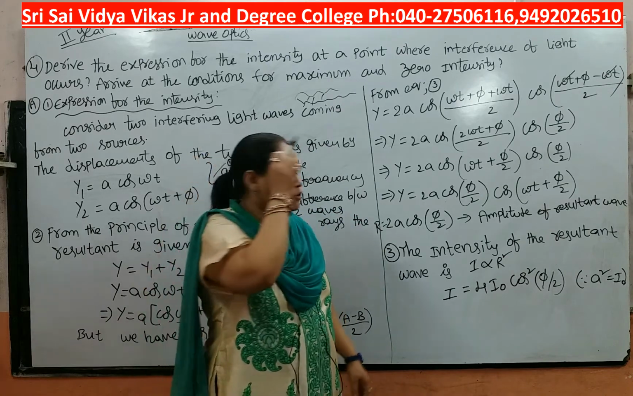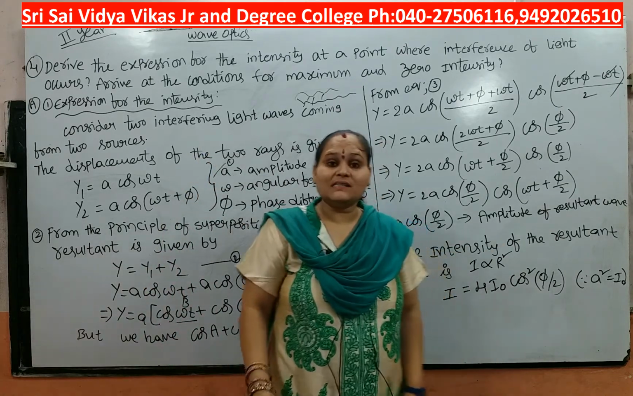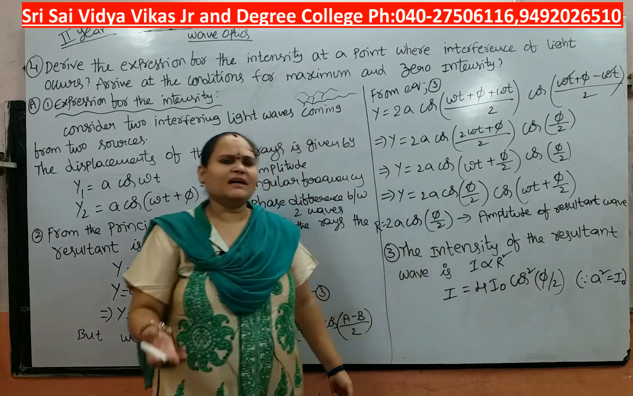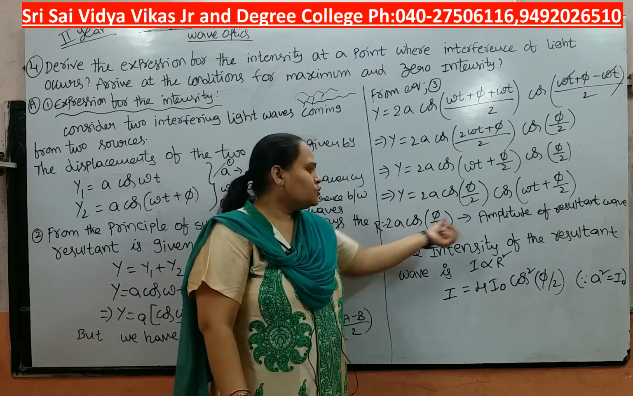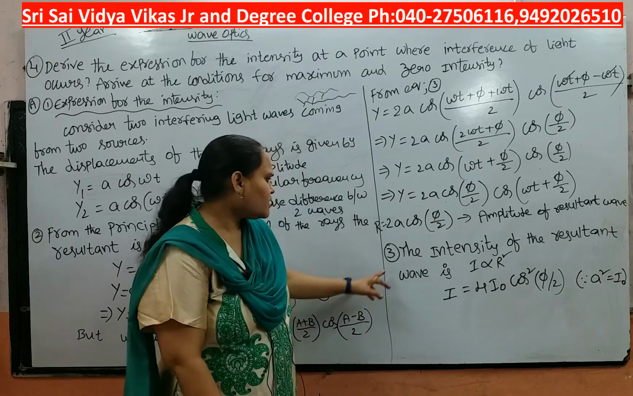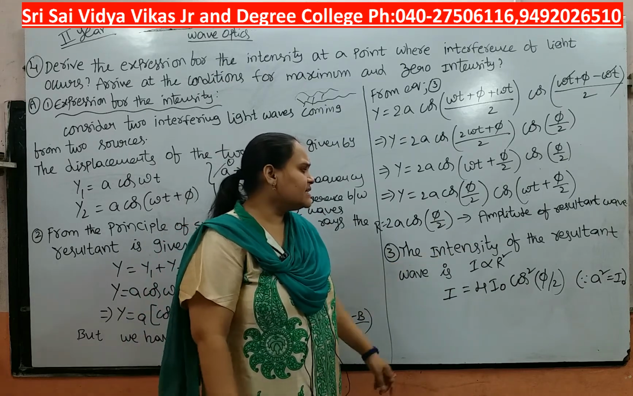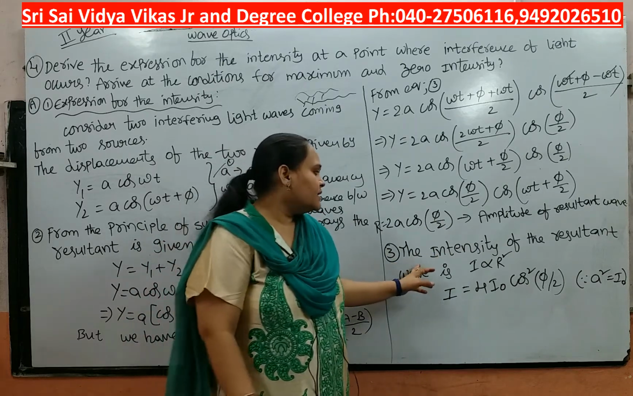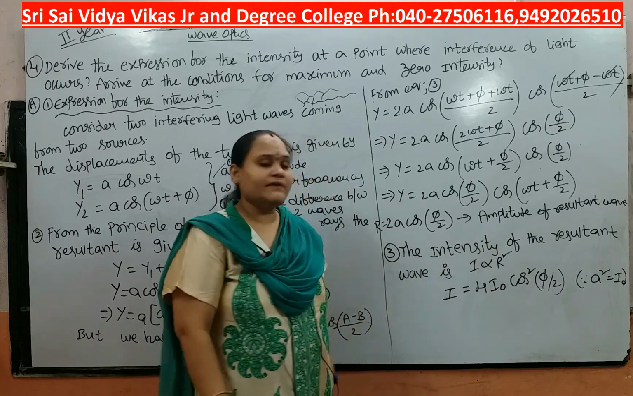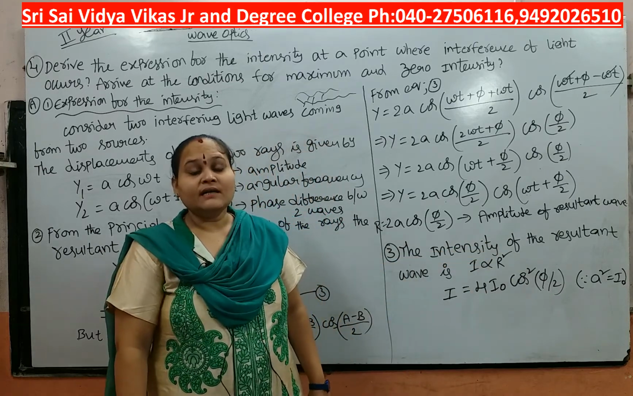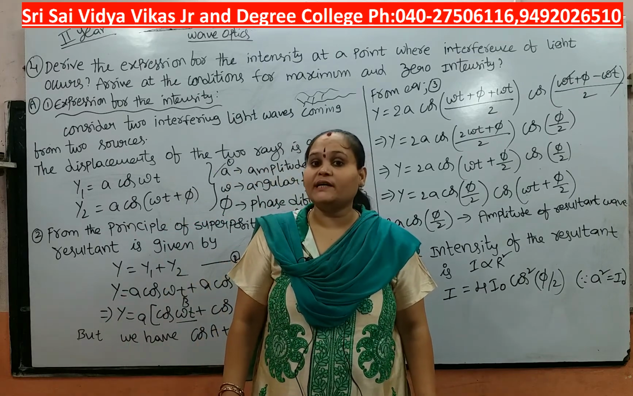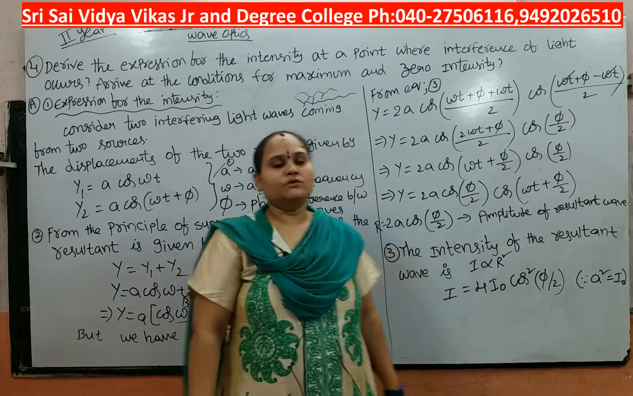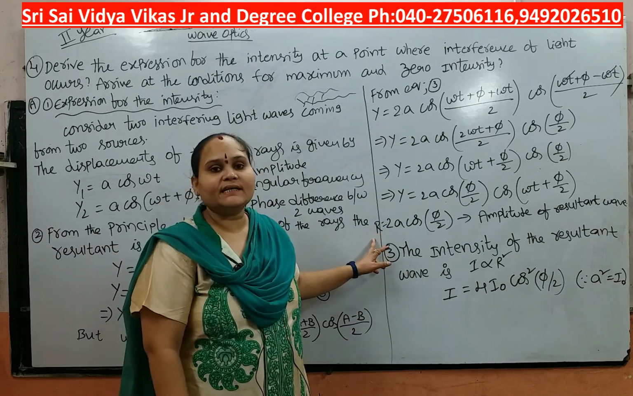That is the amplitude, the amplitude of the resultant wave. Considering R as the amplitude of the resultant wave, we are taking R equal to 2a cos phi by 2. The intensity of the resultant wave is obviously proportional to the square of the resultant amplitude. Here the resultant amplitude will be taken as R.